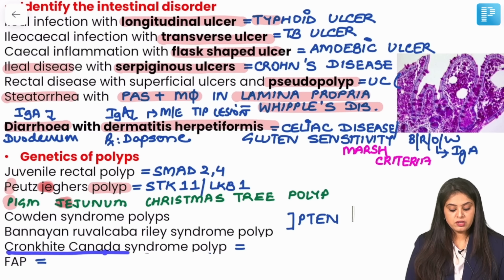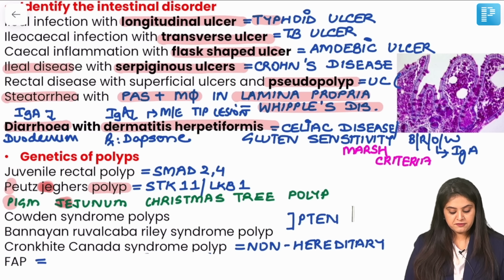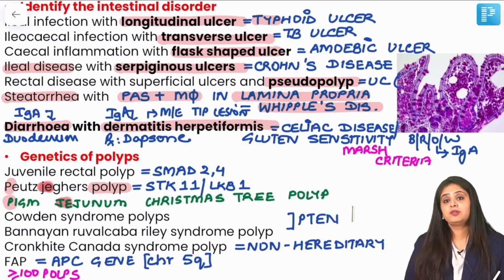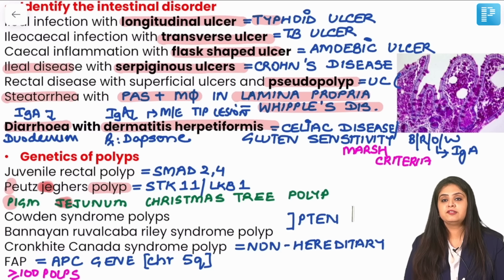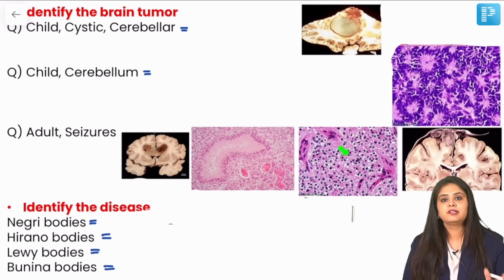Coming to the next, Cronkhite-Canada syndrome finally is the one where I don't have to remember any gene because it is non-hereditary. Coming to the last, FAP, familial adenomatous polyposis, where at least 100 polyps should be present for the diagnosis, and this is to do with the APC gene present on chromosome 5q. Now you're done with all the polyps, you're done with the intestine as well. So we have one slide coming next, which is dedicated to the brain tumors and bodies.